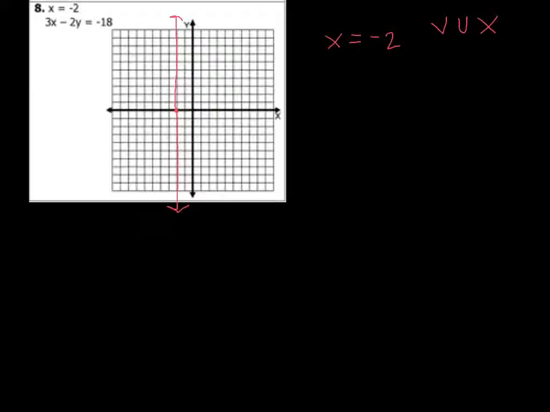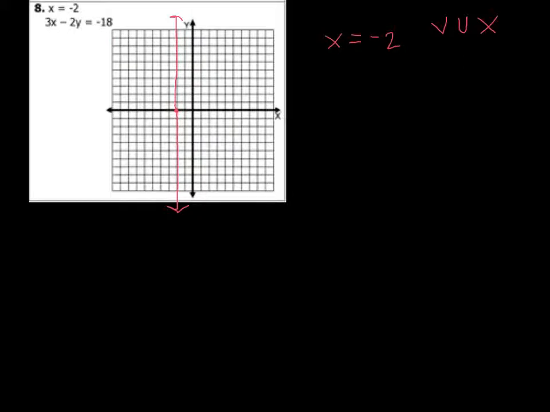Then I'm going to look at my next equation. I have 3x minus 2y equals negative 18. Now on the last slide, I changed both of the equations to slope-intercept form. But on this one, I'm just going to graph it using my intercepts. So that's also another option that you have if your line is written in standard form like this.